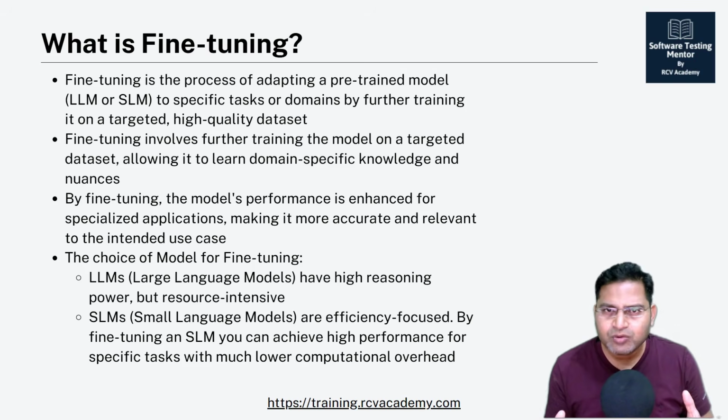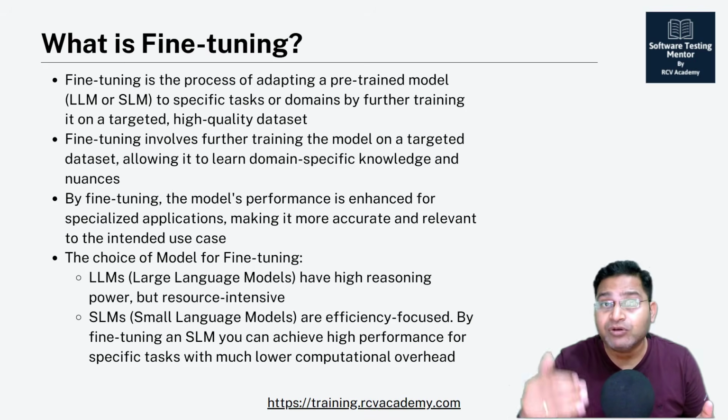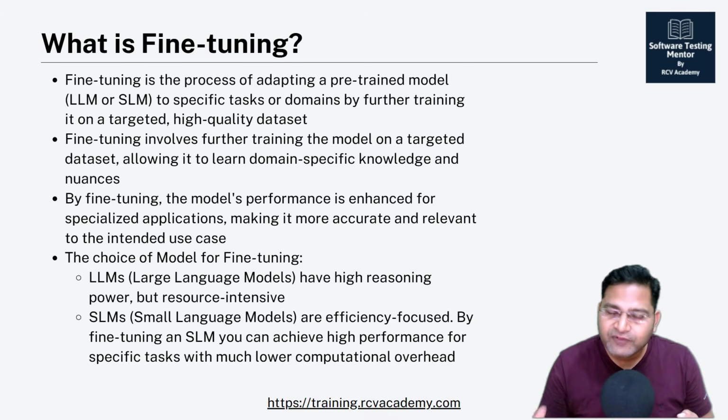Something similar to what we have seen in RAG, but RAG and fine-tuning are different. In fine-tuning you are further training the model, but in RAG you are providing external data so that the large language model can refer to that data, and when you ask something it can refer to it and provide you the outcome based on that data. Fine-tuning is more of further training on more data or a high quality data set from your domain, from your organization, from your specific data set. By fine-tuning, the model performance is enhanced for specialized applications, and that's why we do fine-tuning.